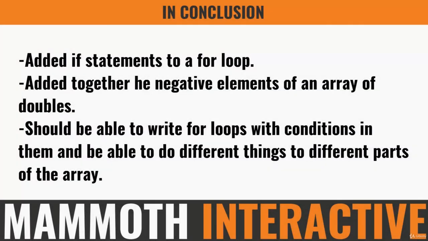In this part of our tutorial, we added if statements to a for loop. So we had the example of an array of bank transactions, which were all doubles, and we added together only the negative elements of this array of doubles. Within our for loop, we accessed one element at a time and tested it to see if it was less than 0. If it was, we added it to a variable called spending and then returned that at the end. So by now you should be able to write for loops with conditions in them and be able to do different things to different parts of the array.